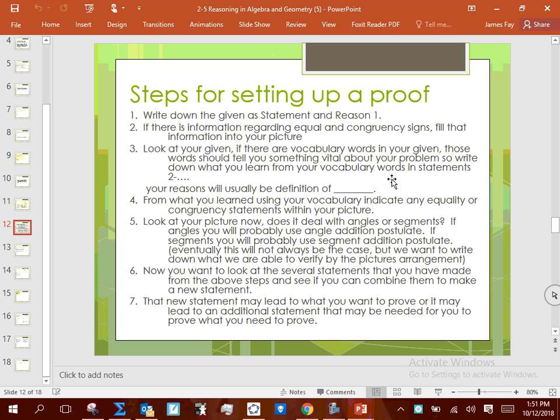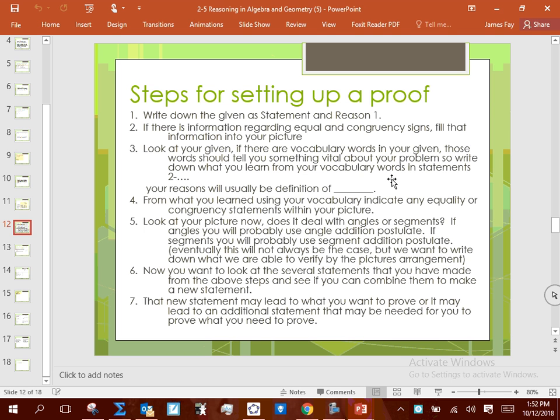For instance, if there's a vocabulary word of midpoint in my problem, okay, what do midpoints provide you? What do they do to a segment? Split it into 2 equal parts, right? So if you see the word midpoint written in your given, that tells you, for your particular problem, you know without any doubt that there should be 2 segments that are congruent. You're going to want to write that down.